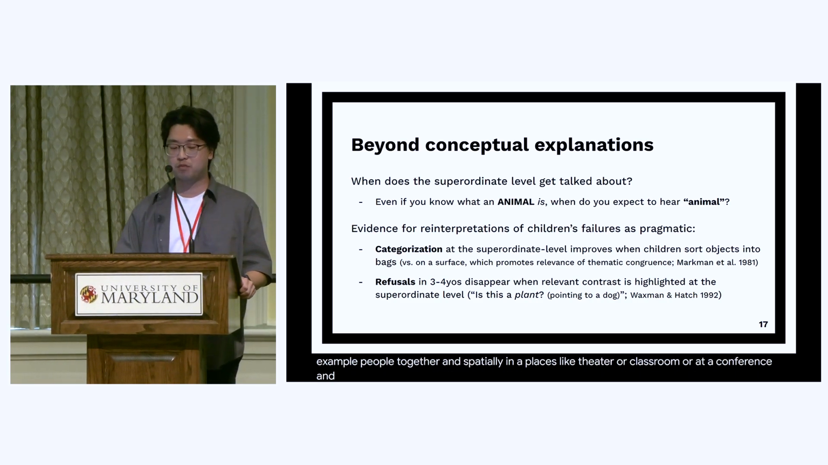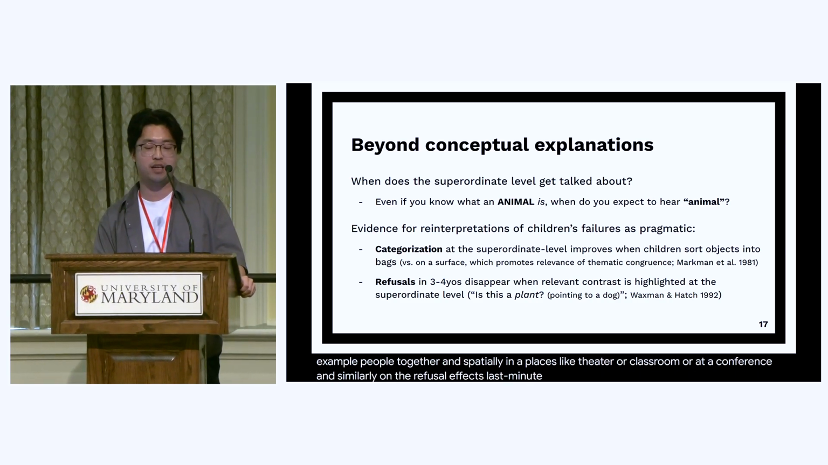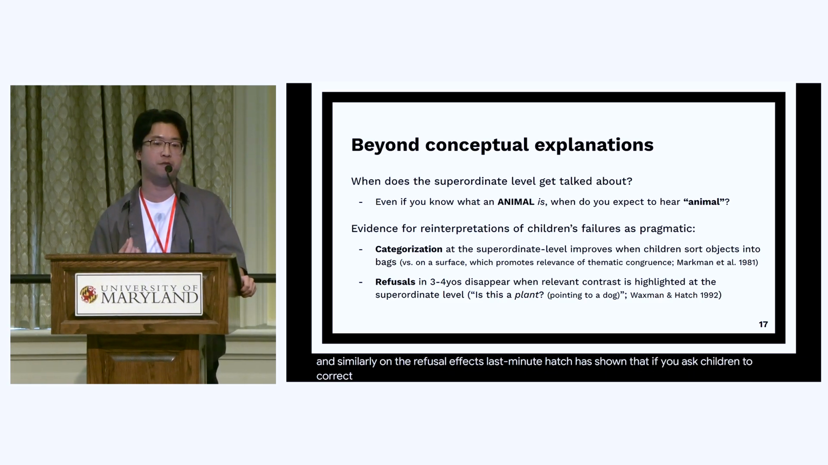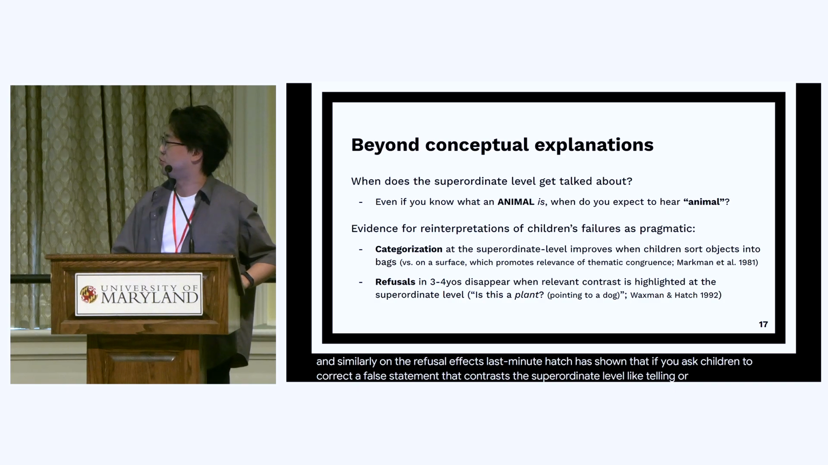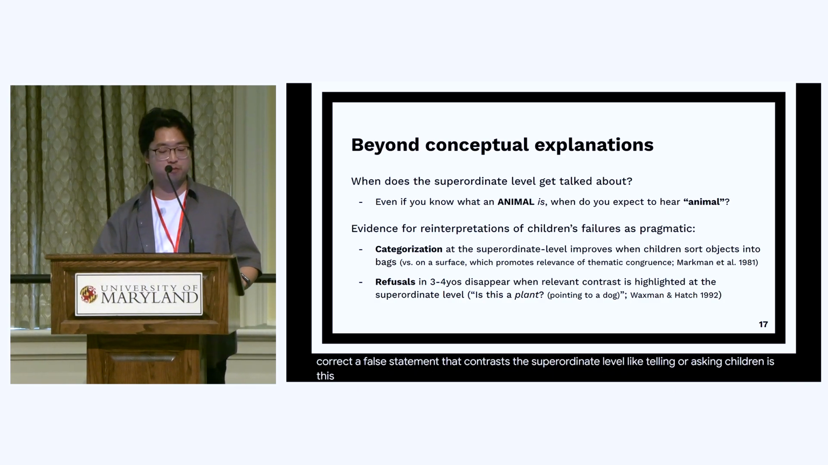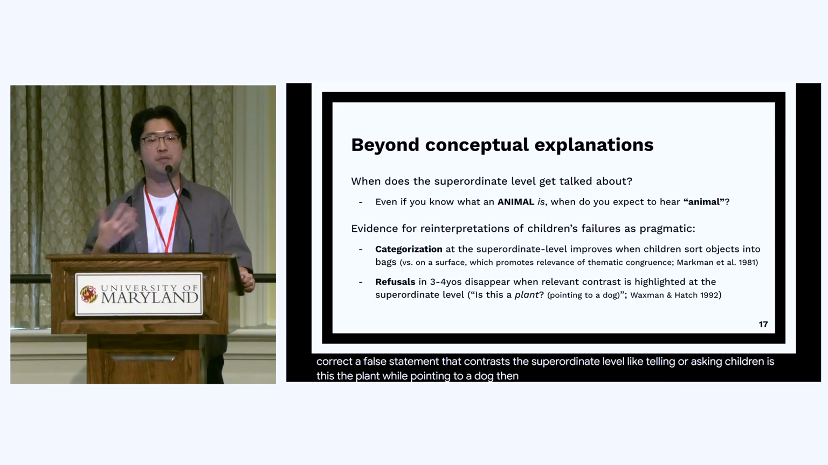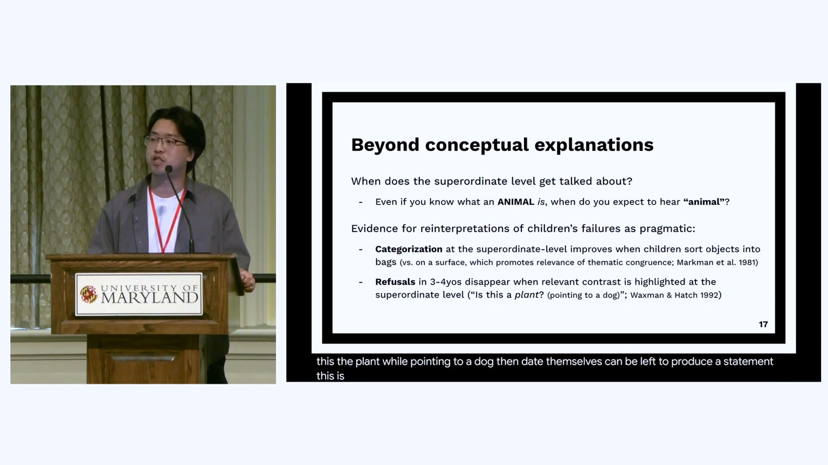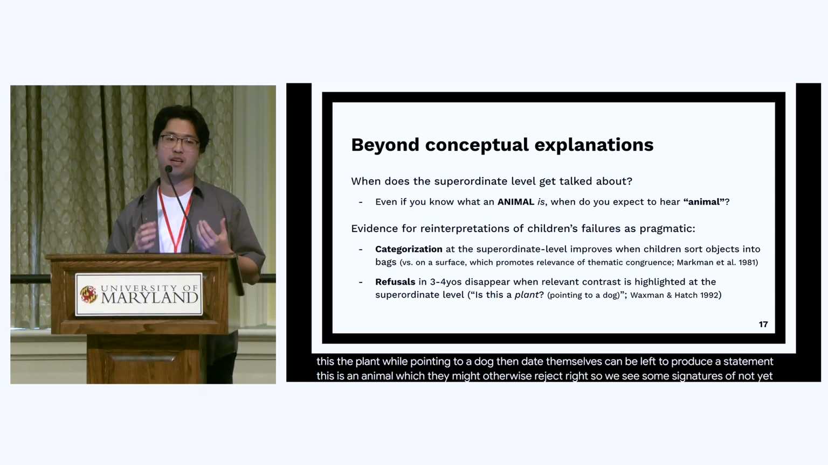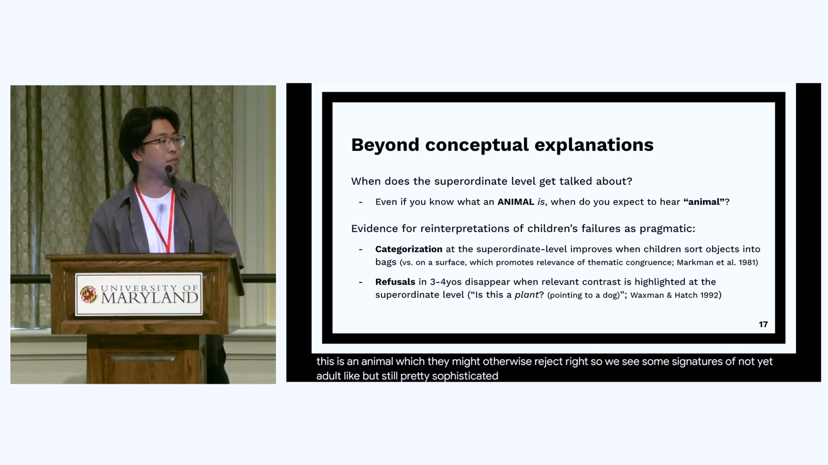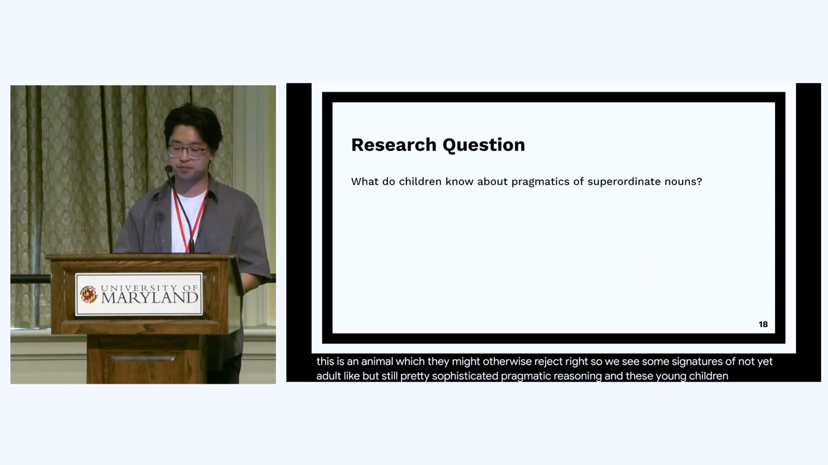And similarly, on the refusal effect, Waxman and Hatch have shown that if you ask children to correct a false statement that contrasts at the superordinate level, like asking children, is this a plant, while pointing to a dog, then they themselves can be led to produce a statement, this is an animal, which they might otherwise reject. Right? So we see some signatures of not yet adult-like, but still pretty sophisticated pragmatic reasoning in these young children.